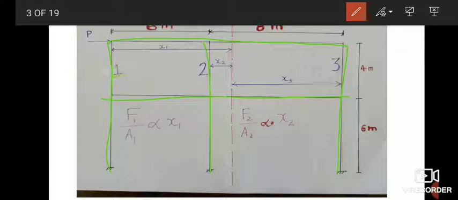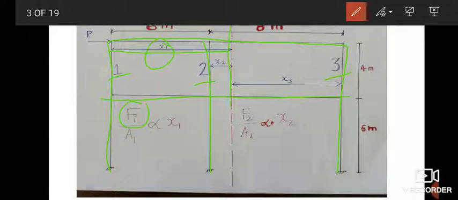So you can see 1, 2 and 3 I have already marked. This centroidal axis will be somewhere here, and the second assumption can be mathematically represented as F1 by A1. Let F1 be the axial force in column 1, and the area of that column is A1. So F1 by A1 is directly proportional to the distance of that column from the centroidal axis, that is x1. I've marked it as x1 here.